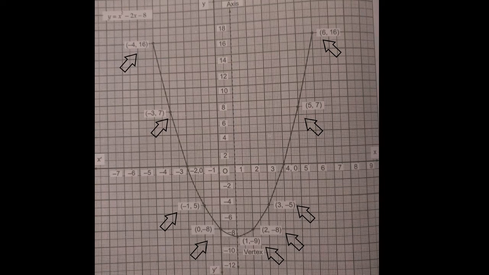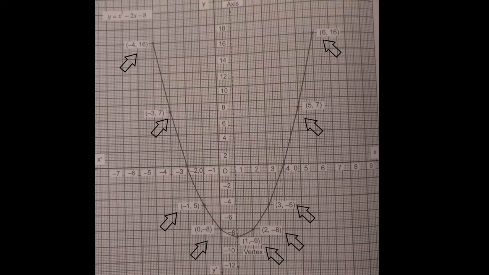So now after you plot those points on a graph and draw a smooth curve through it, you'll get this shape. This shape is called a parabola. And you can see I have marked different arrows of all the points that we had found in the previous slide. Like if you start from top left, you'll see -4, 16, -3, 7, -1 and 5, 0, -8, and so on. All right.